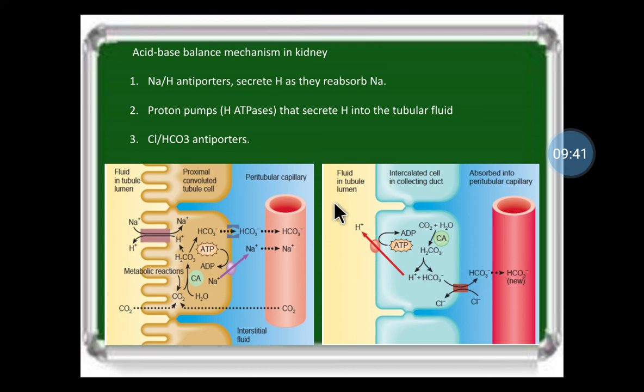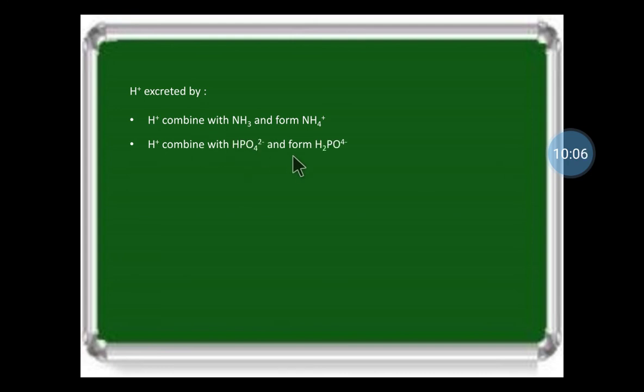We see this mechanism. The hydrogen is secreted in the renal tubule. Then this hydrogen is combined with some component and forms a complex, and it is excreted in the urine. First, the hydrogen ion is combined with ammonia and forms the ammonium ion. And second, the hydrogen is combined with the monohydrogen phosphate ion and forms dihydrogen phosphate. In this way, it is secreted in the urine.